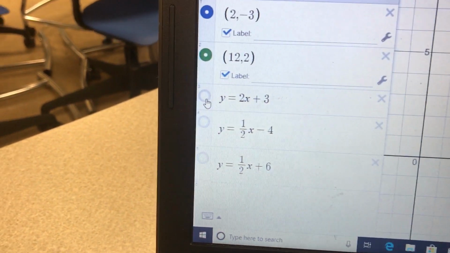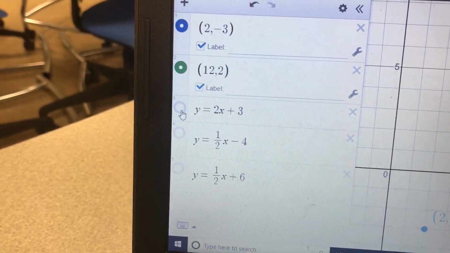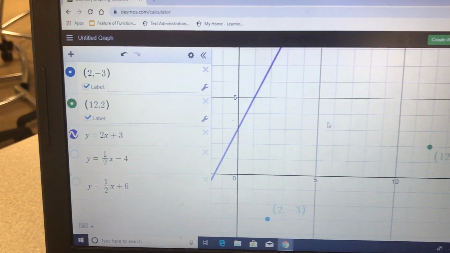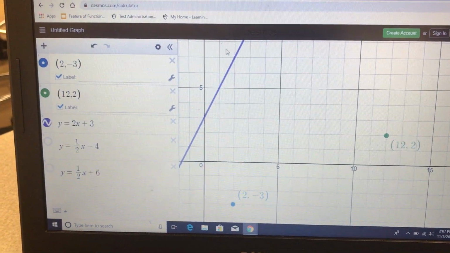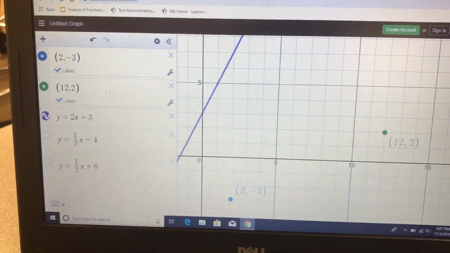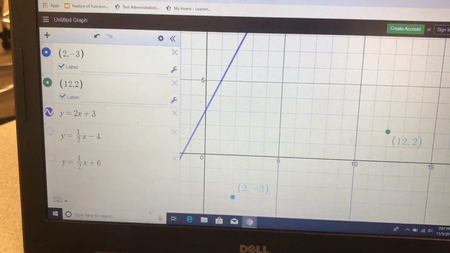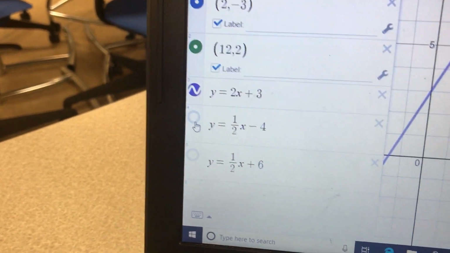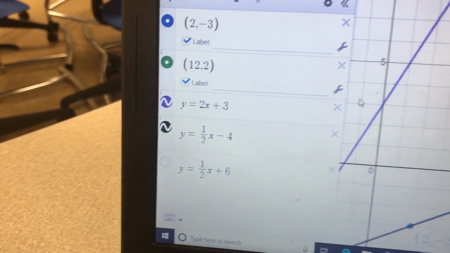So here I already pre-graphed the first equation, y equals 2x plus 3. And when I click on it, you see it's our purple line. It's a straight line because we have a linear function. Obviously, it does not pass through our 2 points. Then I go to my next function. Okay, it's going to be our black line.